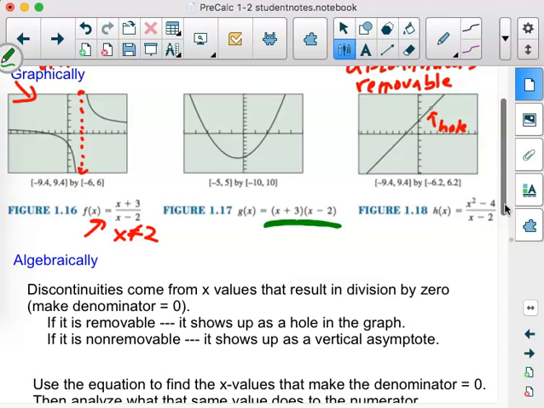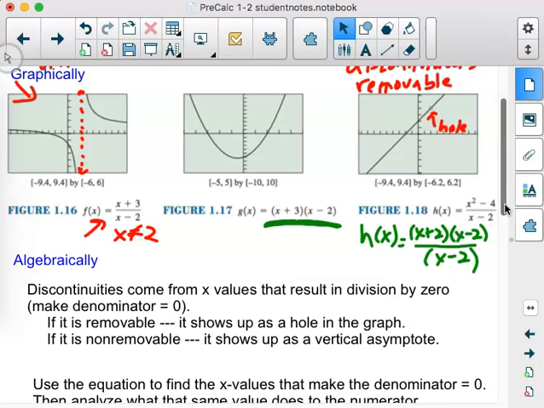But this last one, h of x, I notice that the numerator is factorable. That's a difference of 2 squares. That's x plus 2 and x minus 2. And then I have an x minus 2 on the bottom. By golly, those x minus 2's would cancel out. That's how a hole is created. So this one would have a hole at x equals 2.